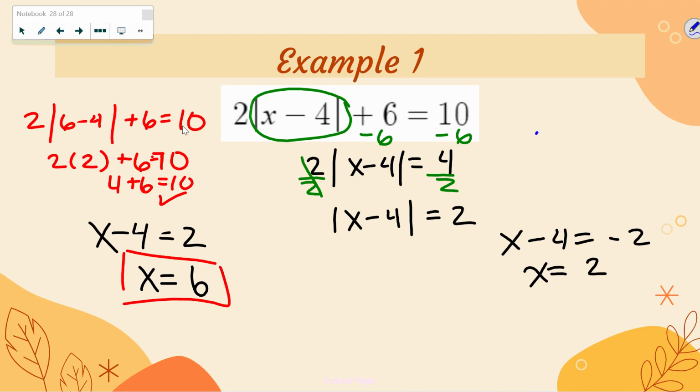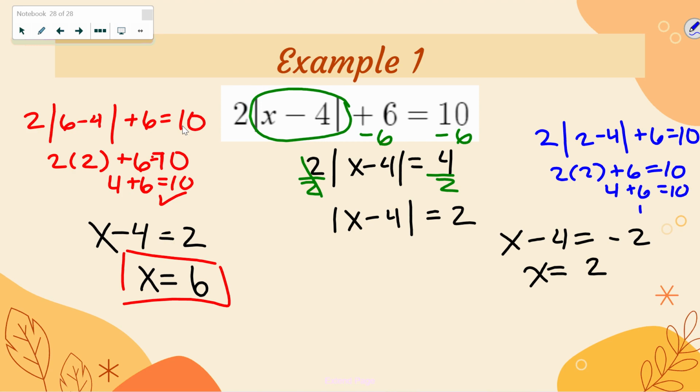Now let's also check 2. So 2 times the absolute value of 2 minus 4, plus 6. I need to make sure that also equals 10. Going through my absolute value first, 2 minus 4 gives us negative 2. What's the absolute value of negative 2? 2. So 2 times 2 plus 6, 4 plus 6, also equals 10. So that's a good check. So what do I know? I know I for sure got this problem right. I checked both my solutions. They worked. And my absolute value equation here had 2 solutions: x equals 6 and x equals 2.